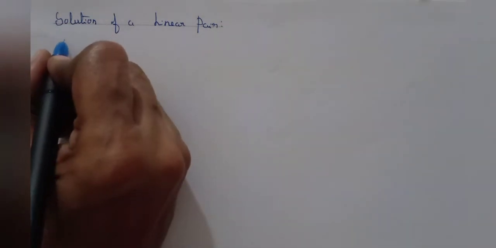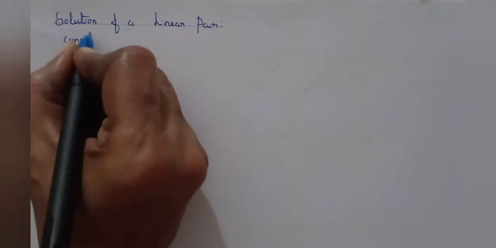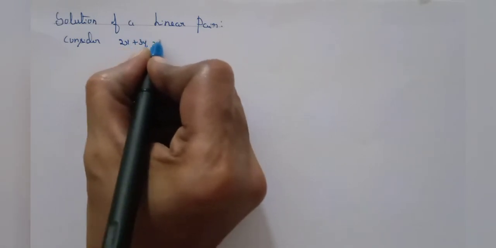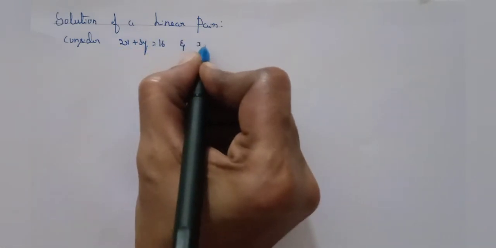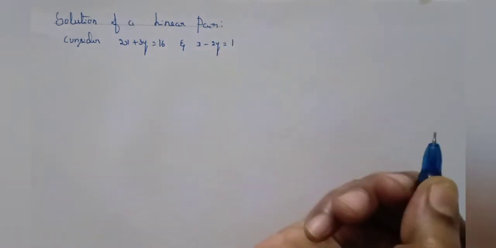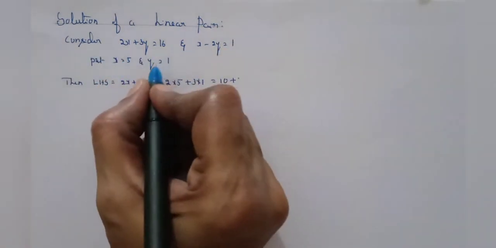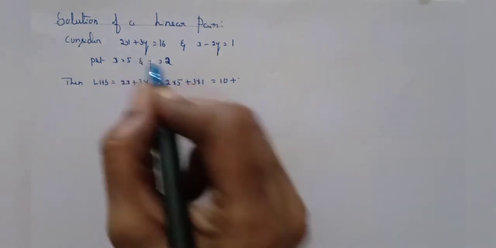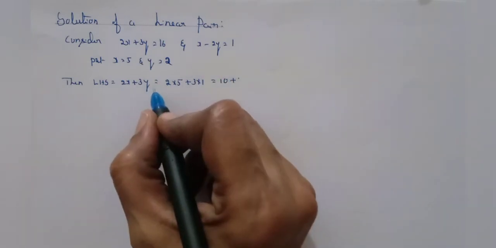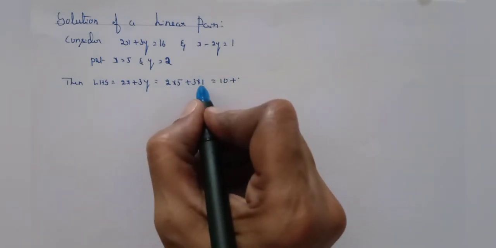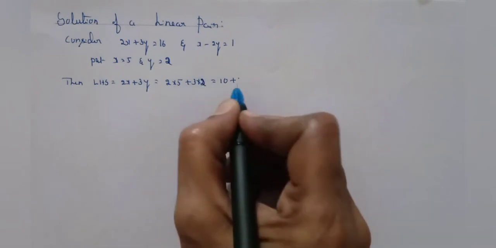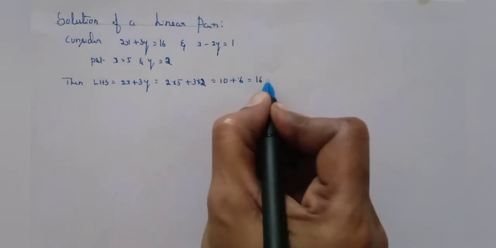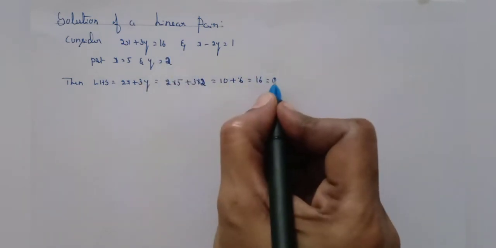Consider a linear pair 2x plus 3y is equal to 16 and x minus 2y is equal to 1. Put x is equal to 5 and y is equal to 2. Then consider the LHS of the first equation. 2x plus 3y is equal to 2 into 5 plus 3 into 2. 2 fives are 10 and 3 twos are 6. 10 plus 6 is 16. So 16 is the RHS.